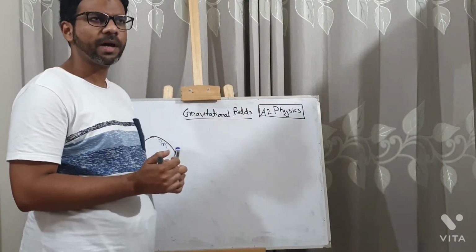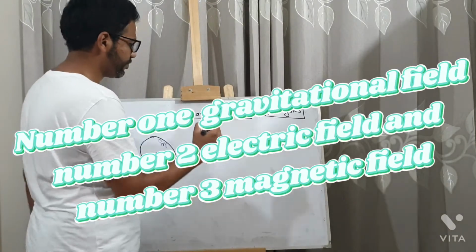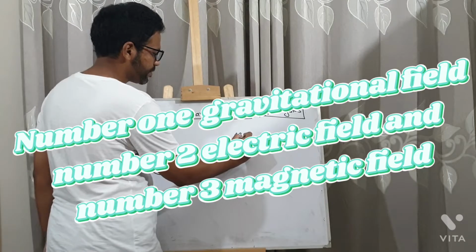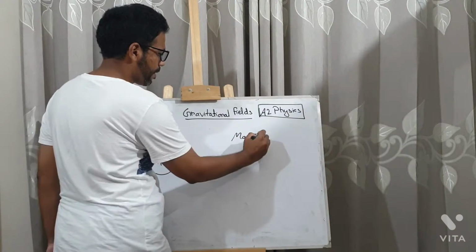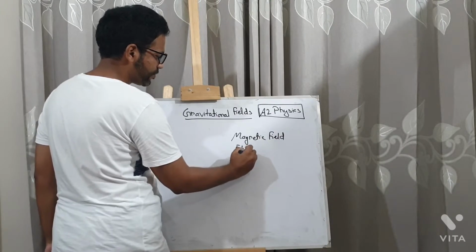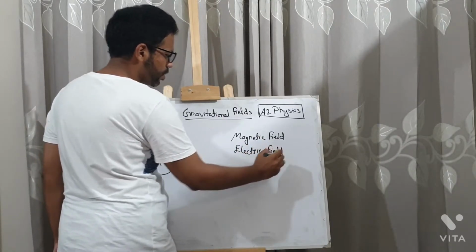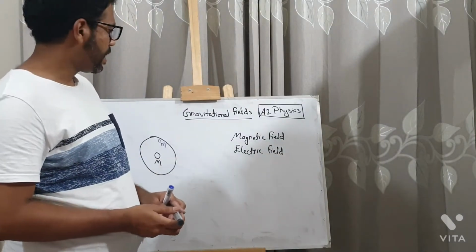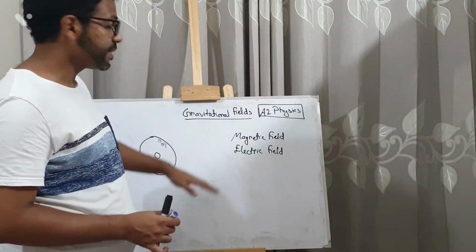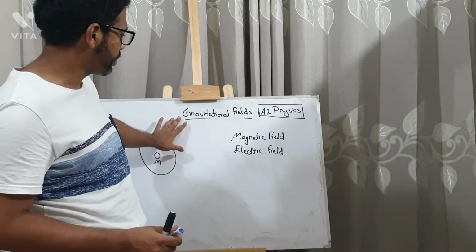We have studied three fields in O levels in physics. Gravitational field is one of them, there was the magnetic field, and the other one, if you remember properly, is the electric field, right? So these are the three fields that we have studied in our O level physics. Out of which, the first one we will now be discussing in A levels is the gravitational field, A2.